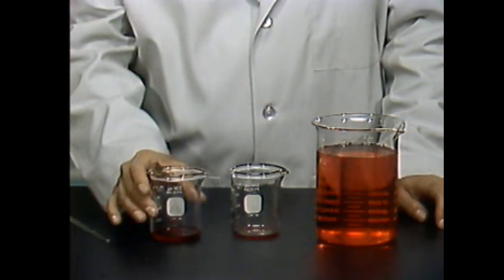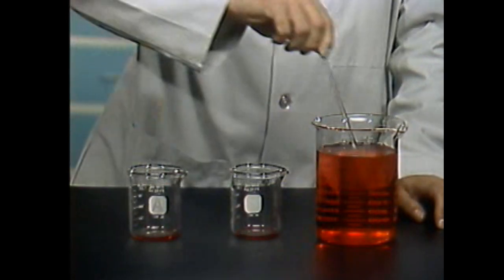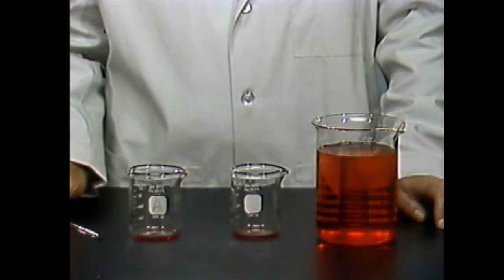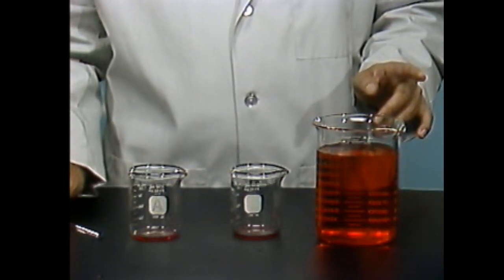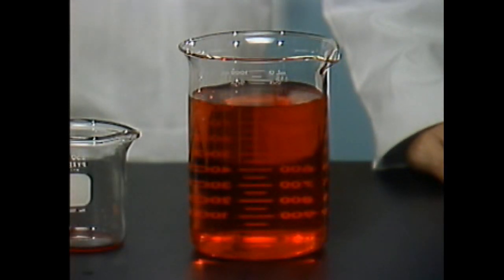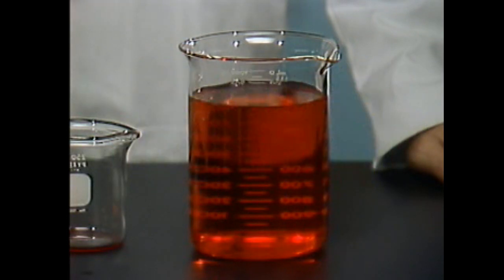Now, if I add more dye, the solute is still evenly dispersed throughout the solvent. But there is a difference. The solution is darker. That's because the solution is now more concentrated. The term concentration refers to the amount of solute present in the solution. The greater the amount of solute, the more concentrated the solution. Solutions are often described in terms of their concentration.